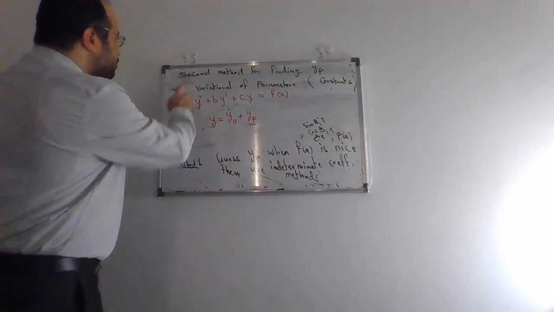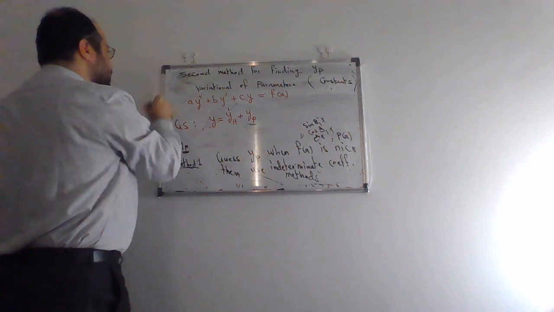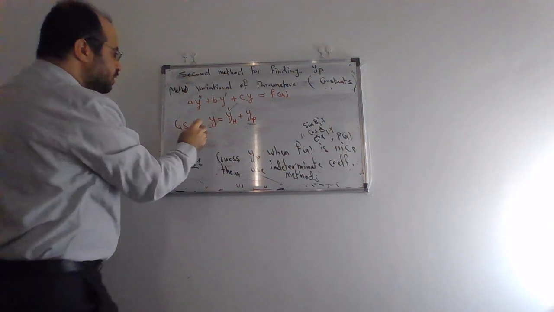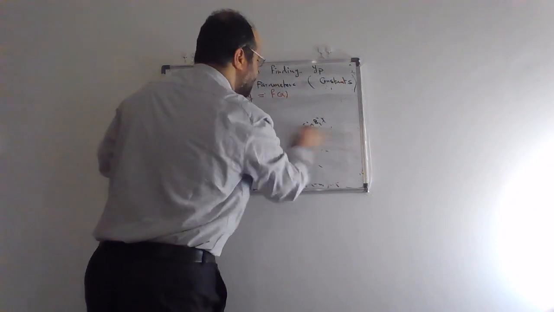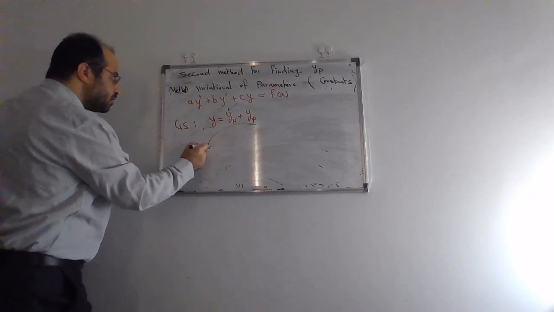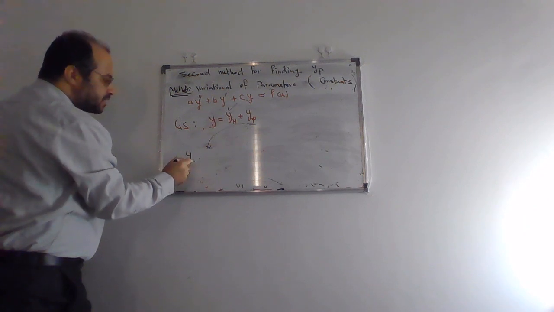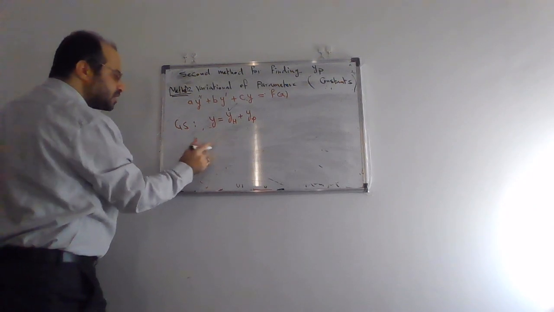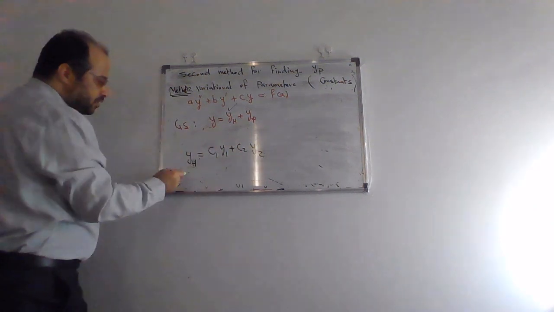Now let's go with method 2. This method 2 tells you that y particular can be found in a different way. Let me first write y homogeneous, and then we talk about y particular. Y homogeneous is c1 y1 plus c2 y2.